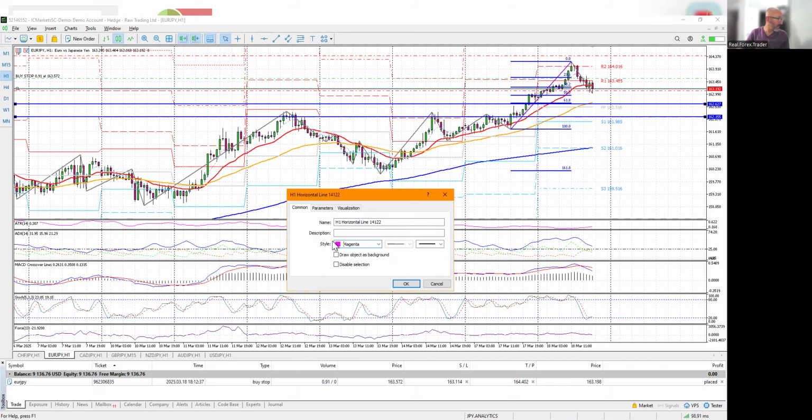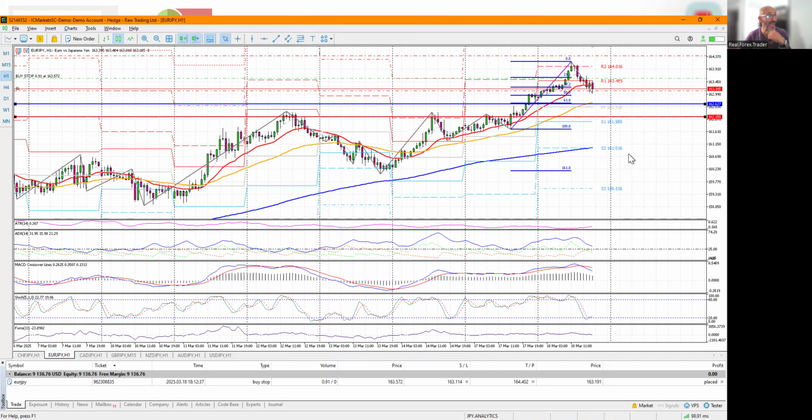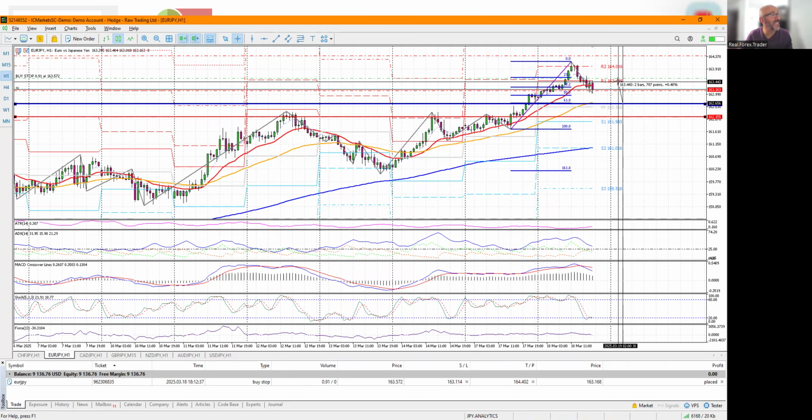Remember, if I am risking 45, it is because I am aiming for a minimum of 2R, which is 90 pips. This one is going to be even better, but I have to be more patient. Okay, 90 pips is here. Look at this, 90 pips is right here.